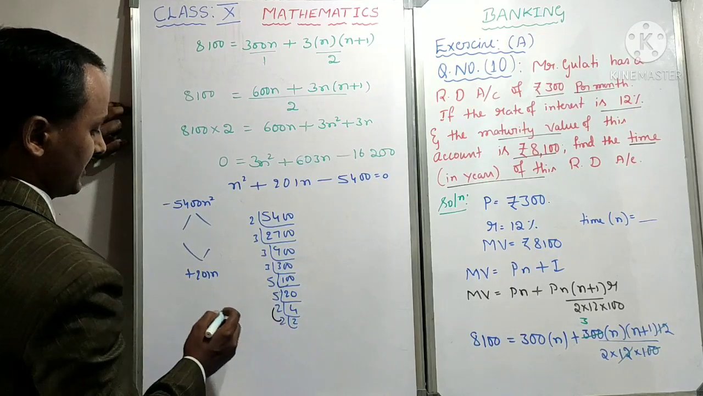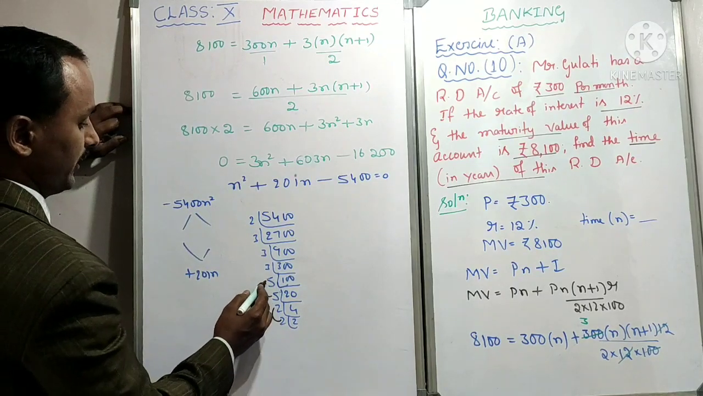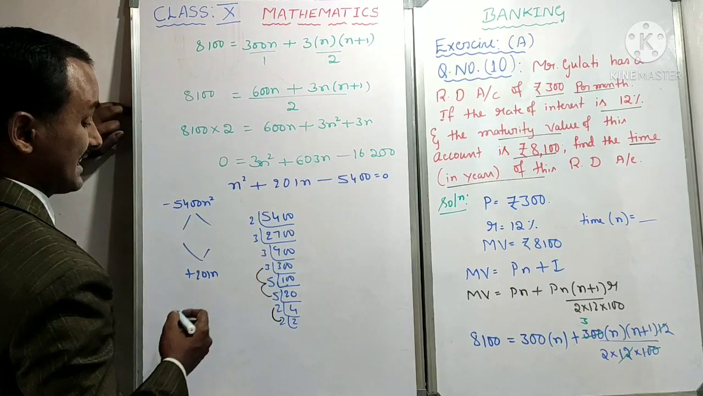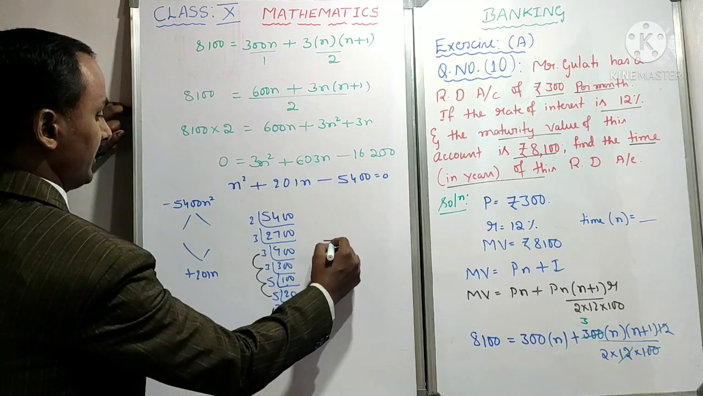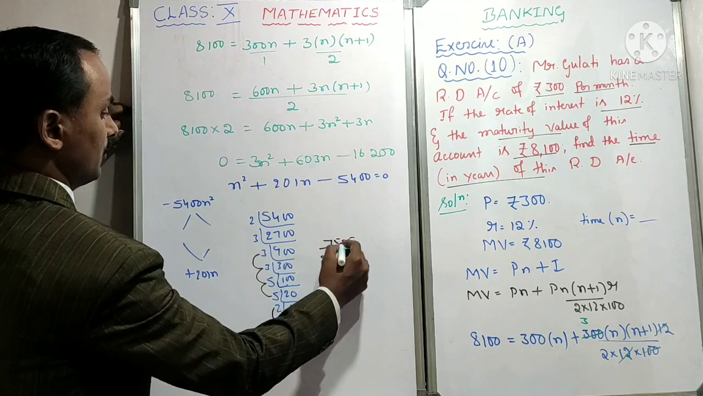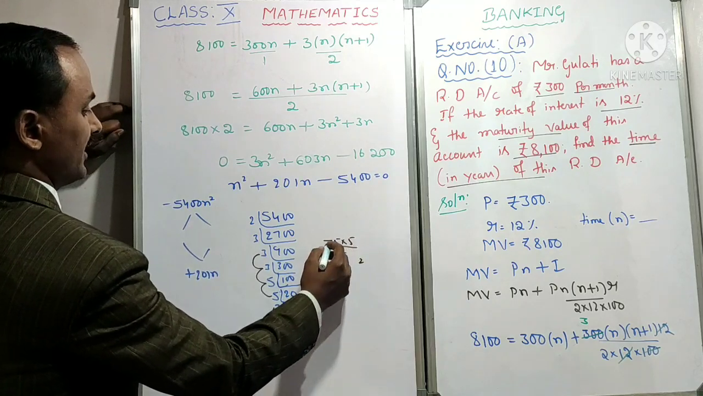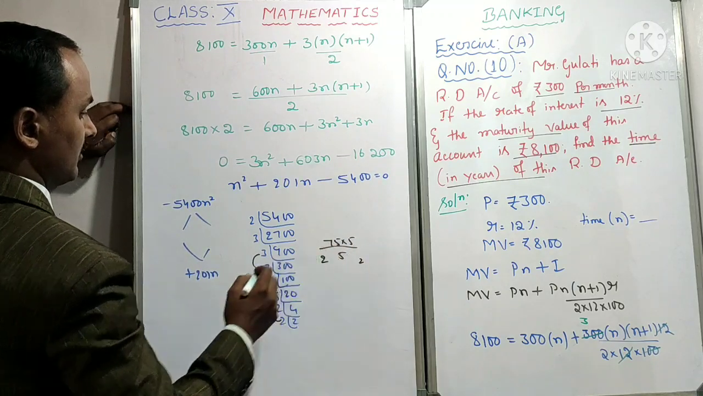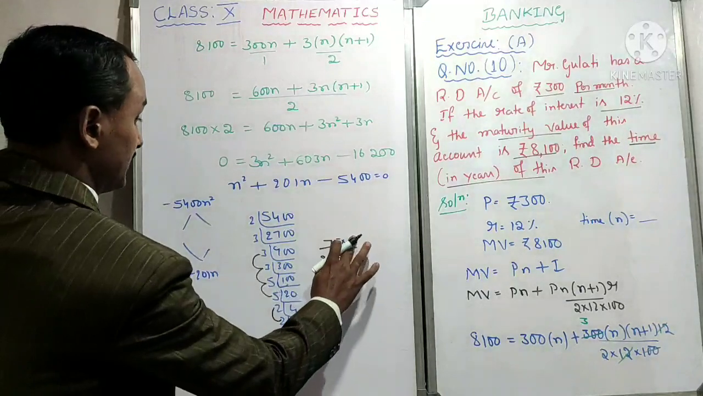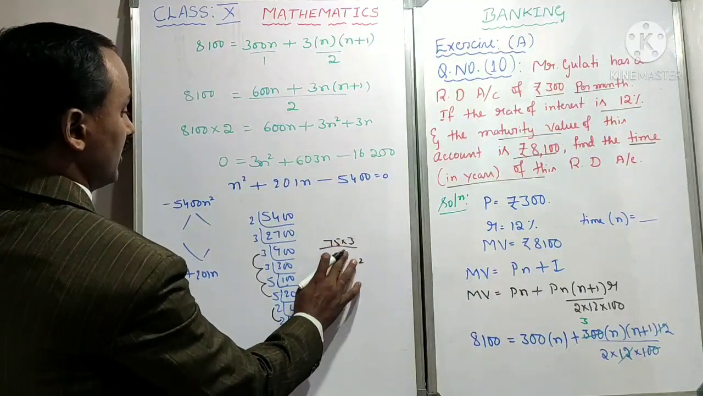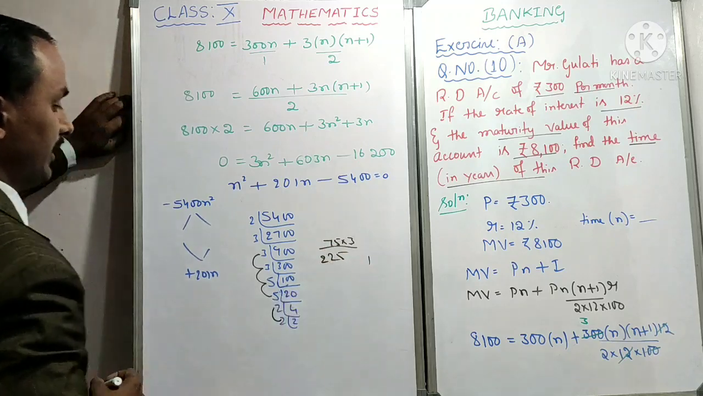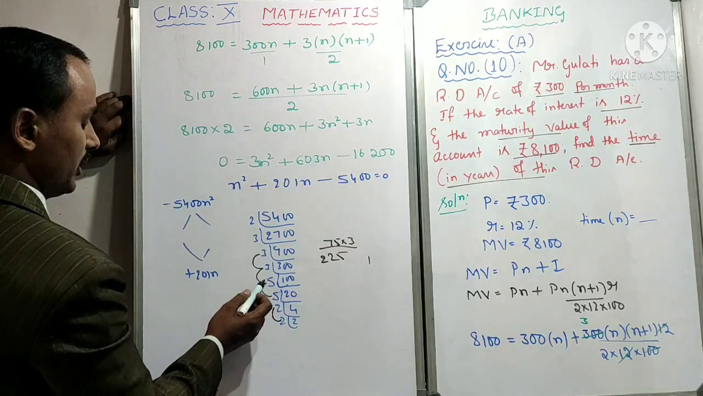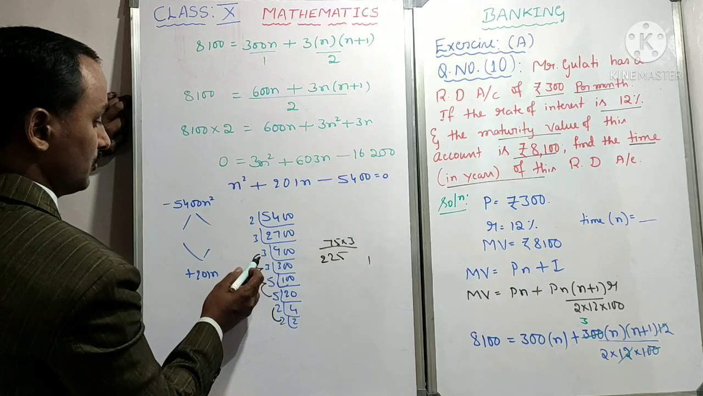2 2s are 4. 5 5s are 25. 25 3s are 75. 75 3s are 225. 5 5s are 25, 2 carry. 5 7s are 35, 30. 5 3s are 15, 1 carry, 7 3s are 21, 22, 225 came. See, 5 5s are 25, 25 3s are 75, 75 3s are 225 came.